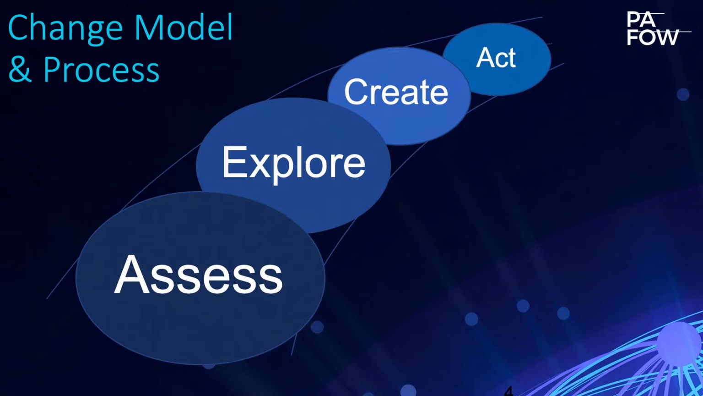All right. To get through the people analytics maturity progression, we need to understand the roadmap to get there. And what I'm going to introduce now is what I call the change model and process. It starts with assessing and exploring and then creating and then taking action. Let me break these down in a very clear way, hopefully.